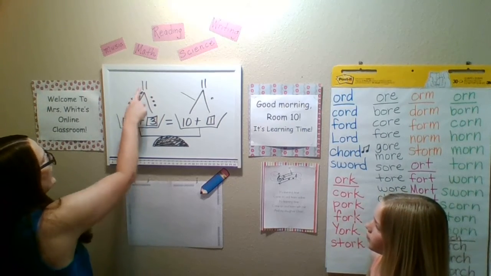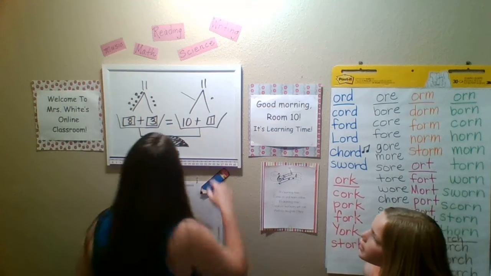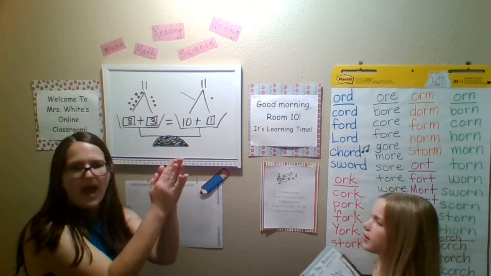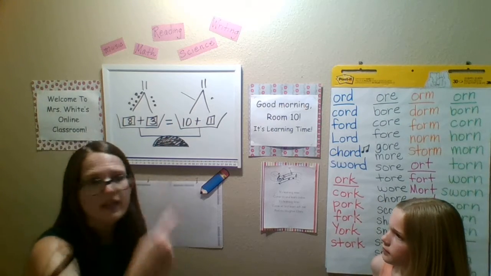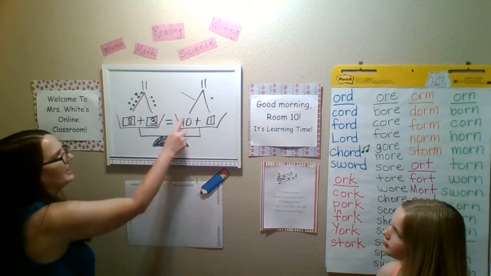All right, let's do our little chant. Okay. So I can make 11 with an 8 and a 3. I can make 11 with a 10 and a 1. 8 plus 3 is the same as 10 plus 1. Again, 8 plus 3 is the same as 10 plus 1.